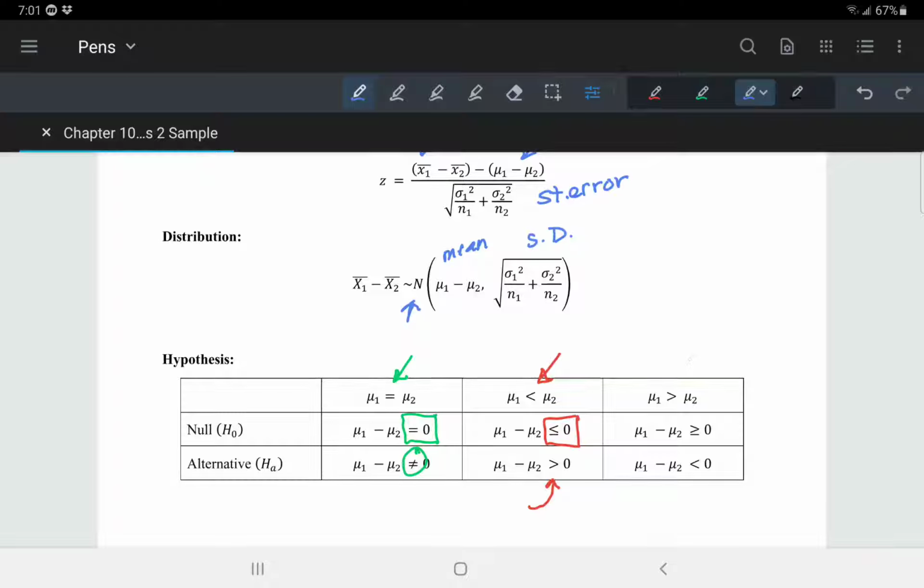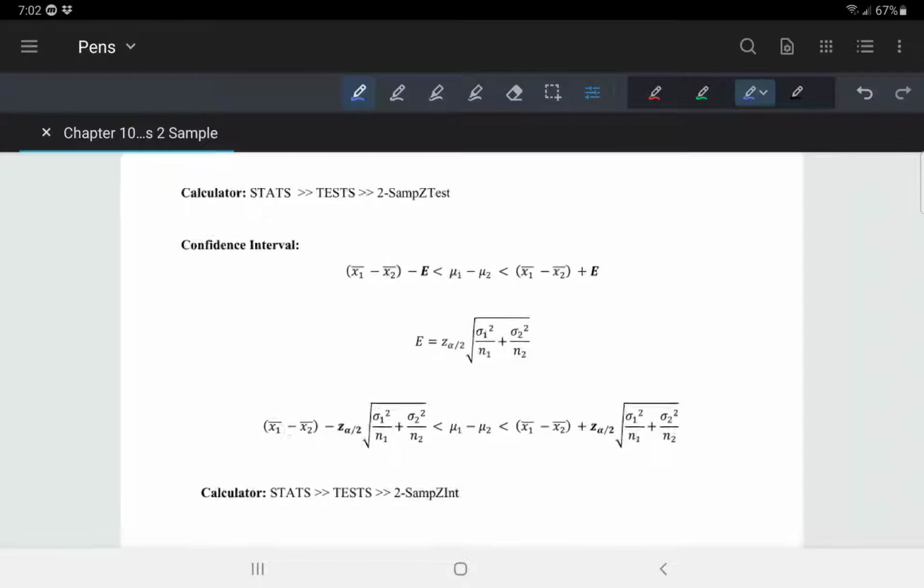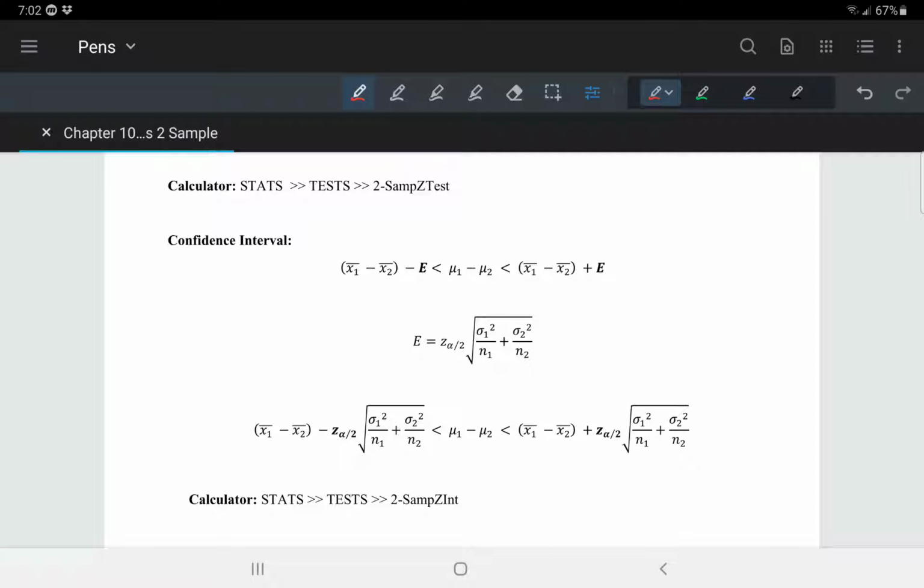And similarly for the third case, if we say that mu1 is greater than mu2, then the difference mu1 minus mu2 should have the equality and be greater than or equal to 0, and the alternative hypothesis will say the opposing viewpoint and say that it is less than 0. The calculator function that we'll use to perform the test, you can find it under Stats and then Tests, and then go to the 2SampZTest.